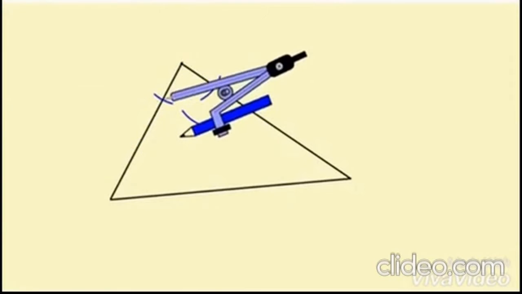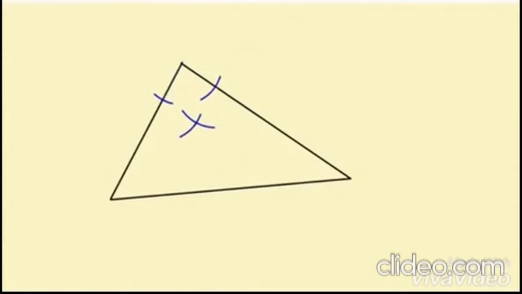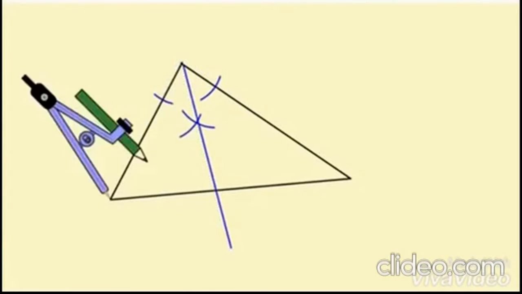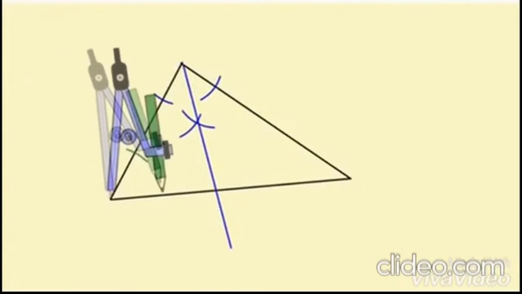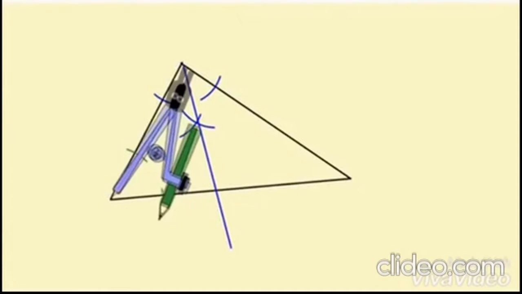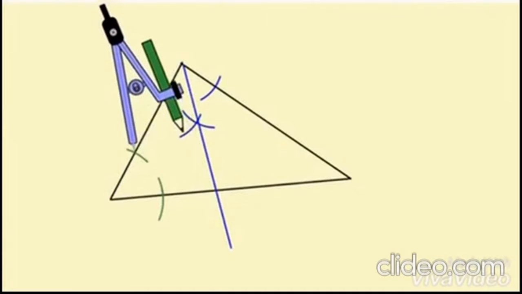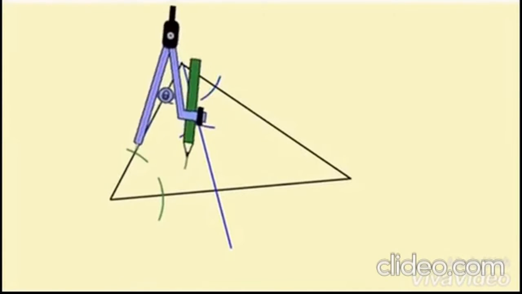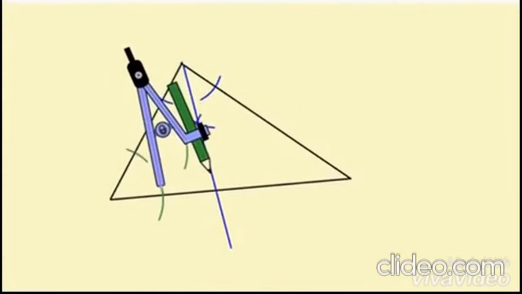Do the same on the other side. Pick it up, put it on the other point of intersection and do the same. You will notice that we have an X in the interior of the angle. Connect the vertex with the point of intersection of the two arcs. That will be the bisector. We have drawn here the bisector of the angle.